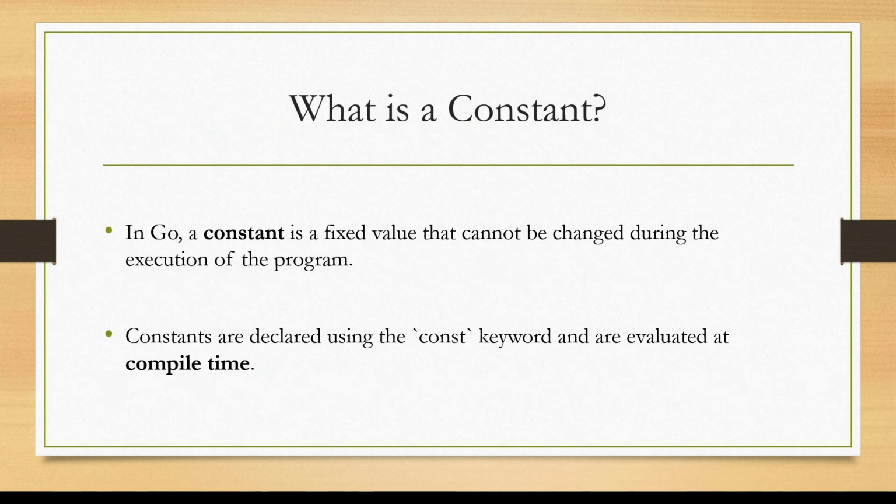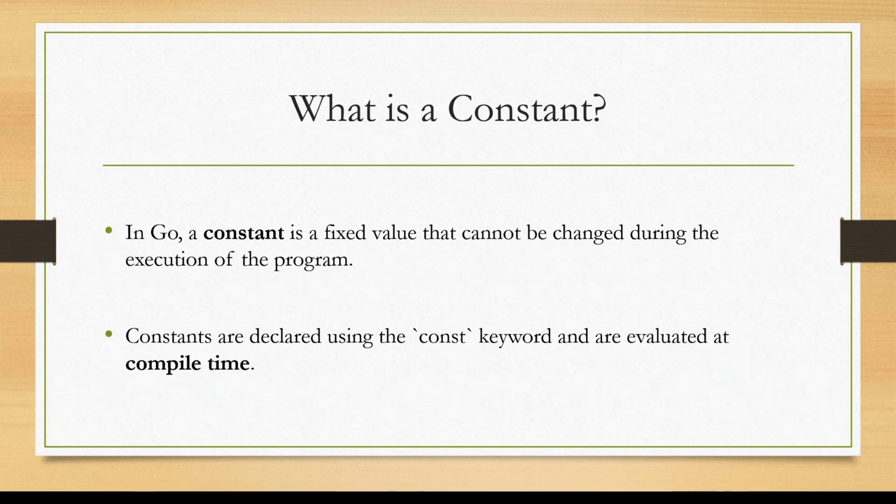So when Go runs your program, it knows this value will not change. It can lock it in. This is what we mean by evaluated at compile time. That just means Go sets the value before your program actually starts running. Now, why is this useful?